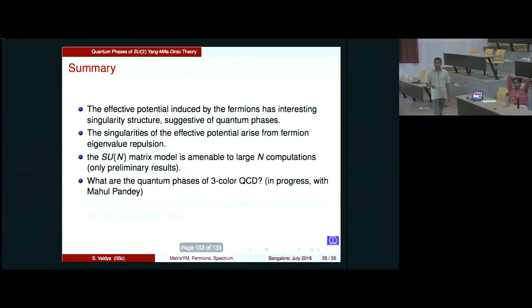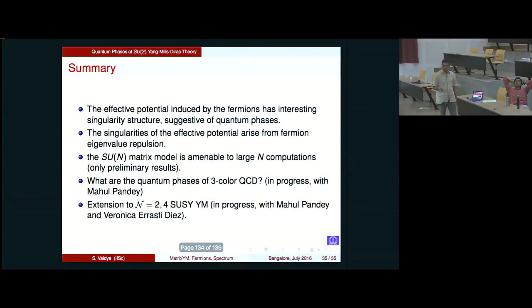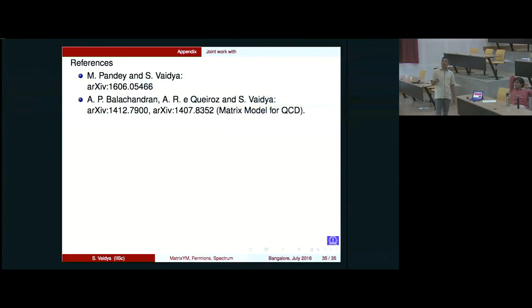What we are really interested in is looking at the same analysis, but for QCD, which is for SU(3) coupled to 1, 2, and 3 flavors. And we can also, with much more work, apply the same kind of technology, same idea, to supersymmetric Yang-Mills theories, and some work is in progress with my student Mohul and my de facto student Veronica, the student I share with Keshav Dasgupta. So this work is based on a paper that I wrote with Mohul last month, and its earlier work, the matrix model, is based on two papers that I wrote with Balachandran and Amilkar Kiyas.